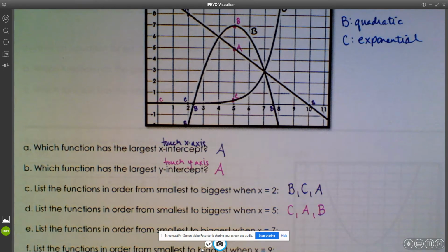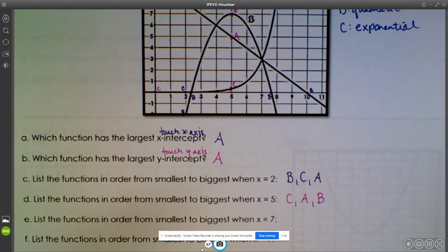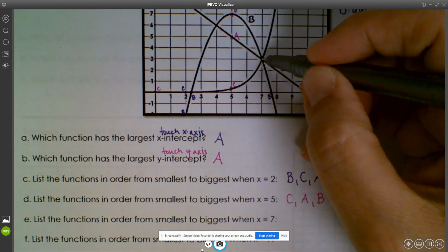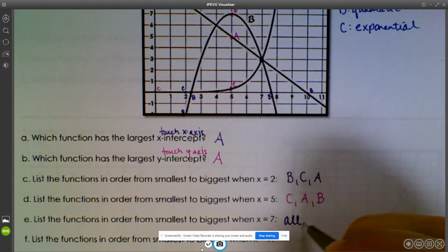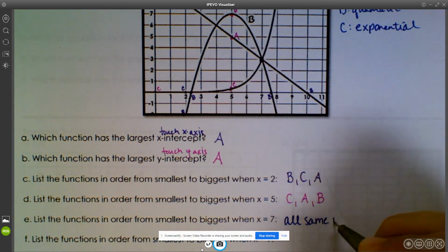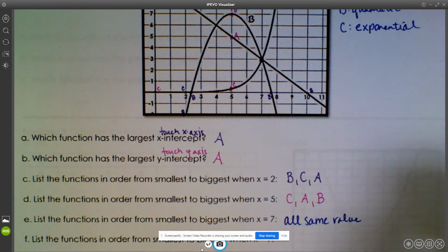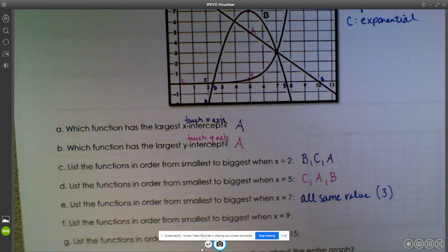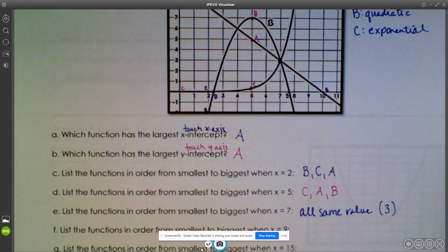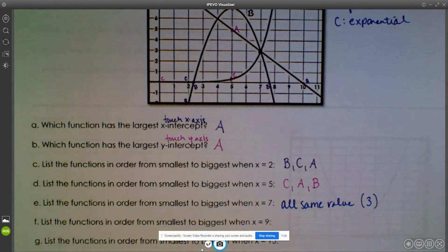All right. Let's see what happens when x equals 7. So, whoa. Okay, so it looks like all of them are the same value, which happens to be 3 at x equals 7. Okay. Well, now let's look at what happens when x equals 9.